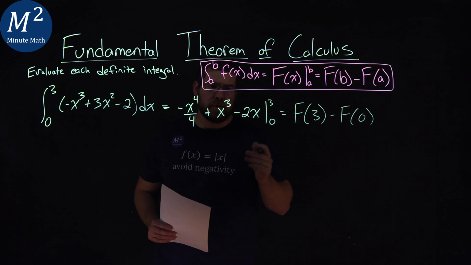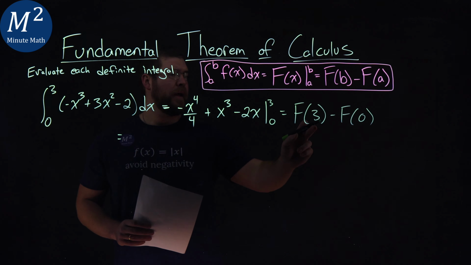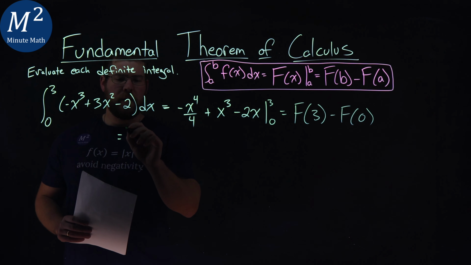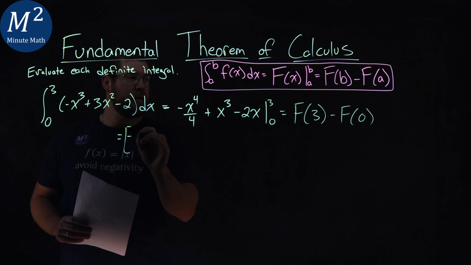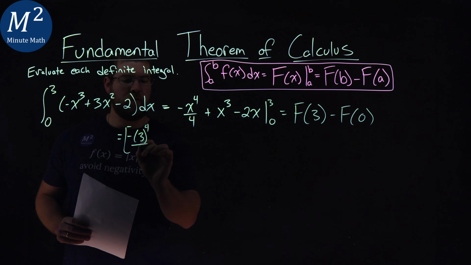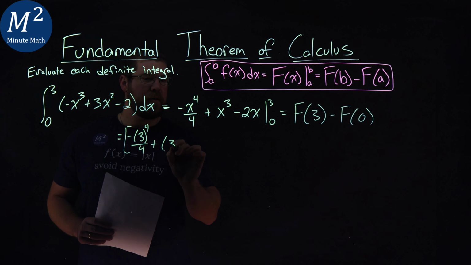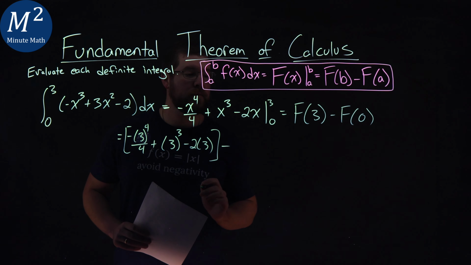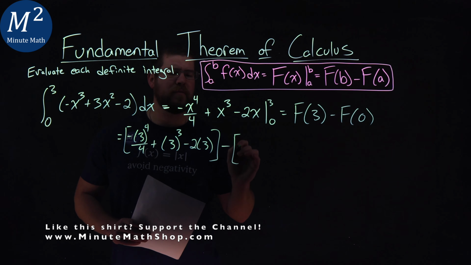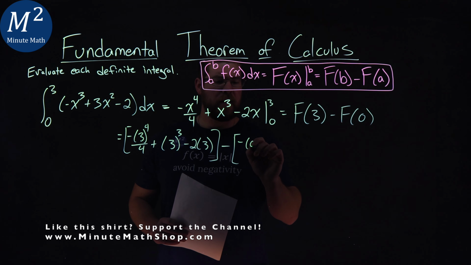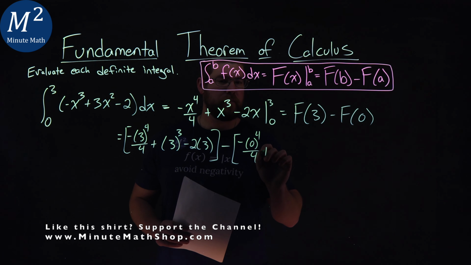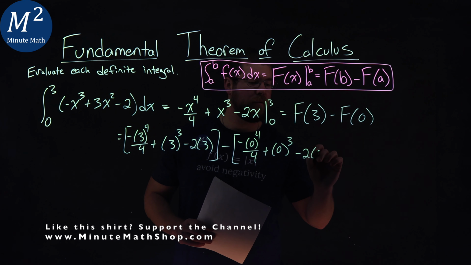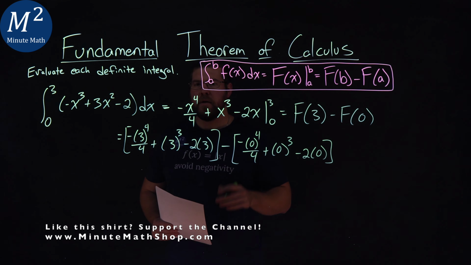Okay? So now let's go plug that in. What is my F of 3? We plug 3 right there into our function here. So a bracket here to hold it all in, negative, and then we have 3 to the fourth power over 4, plus 3 to the third power, minus 2 times 3 right there. Closing it out. Subtracted by, now let's plug in 0. And I love when 0 is going because a lot of stuff cancels. Negative, then 0 to the fourth over 4, plus 0 to the third, minus 2 times 0. So let's go simplify this.